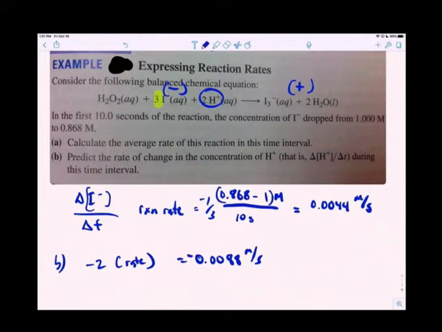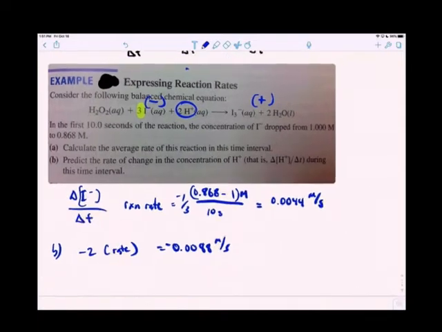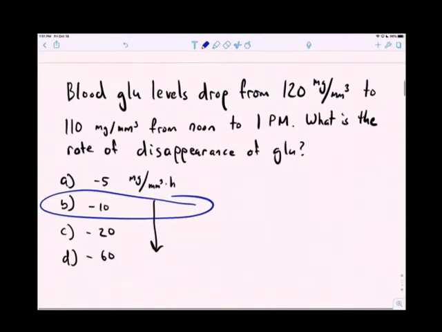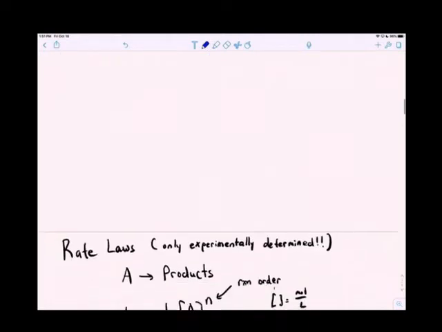So the change in concentration of hydrogen ion is minus 0.0088 molar per second. So let's see if we can do this. This is designed to be an easy one. Blood glucose levels drop from 120 to 110 milligrams per cubic millimeter in an hour. What's the rate of disappearance of glucose? And it's going to be going away.